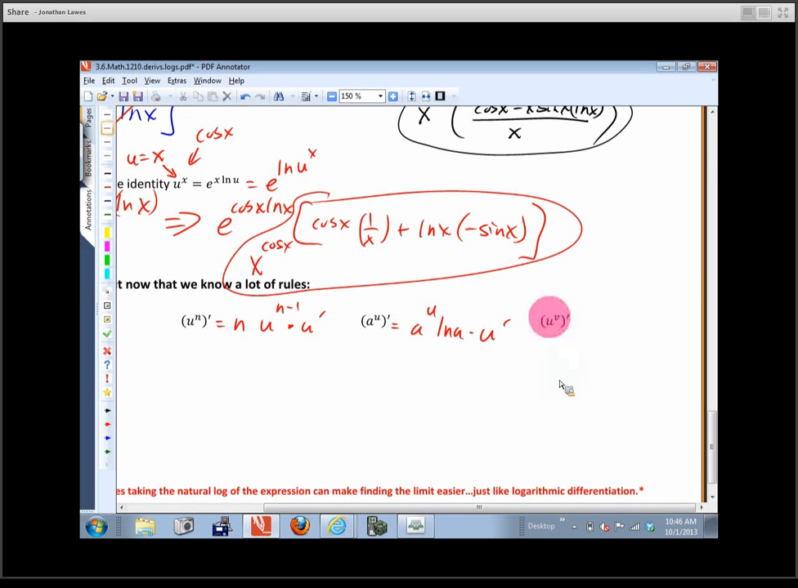Super exponential. It's a function raised to a function. So if we were going to find its derivative, gosh, could we think about how to do that? Could we come up with a rule for that?